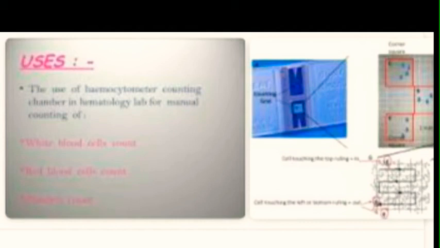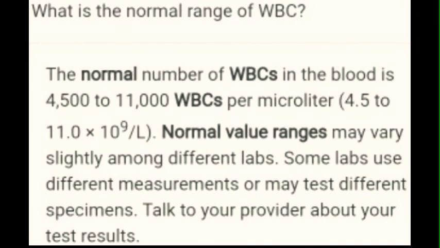So what is the normal range of WBC? The normal range of WBC in the blood is 4500 to 11,000 per microliter, or you can say 4.5 to 11.0 into 10 raised to the power 9 per liter. The normal value ranges may vary slightly among different labs. Some labs use different measurements or may test different specimens. Talk to your provider about your test result.